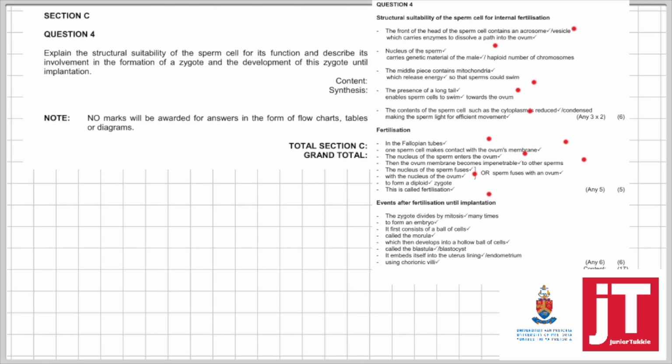This is called fertilization. Then, the events after fertilization and implantation, the zygote divides by mitosis many times to form an embryo. It first consists of a ball of cells called the morula, then divides into a hollow ball of cells called the blastocyst, and then this will embed in the endometrium lining using chorionic villi.